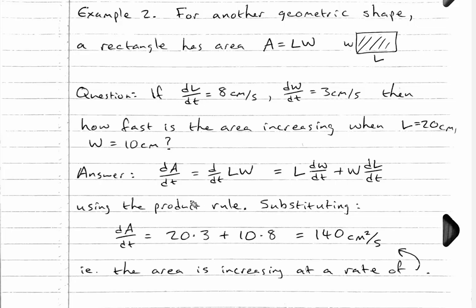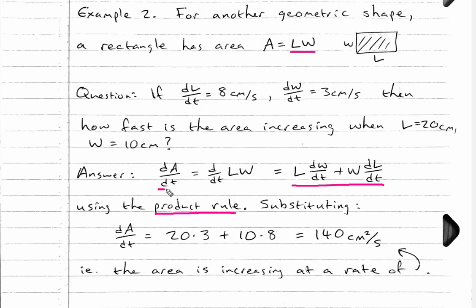All right, so d/dt of A, that's just dA/dt. Here we have a product, so d/dt of L times W, these two functions of t, we need the product rule. So it's L times dW/dt plus W times dL/dt. Okay, so a nice application of the product rule.